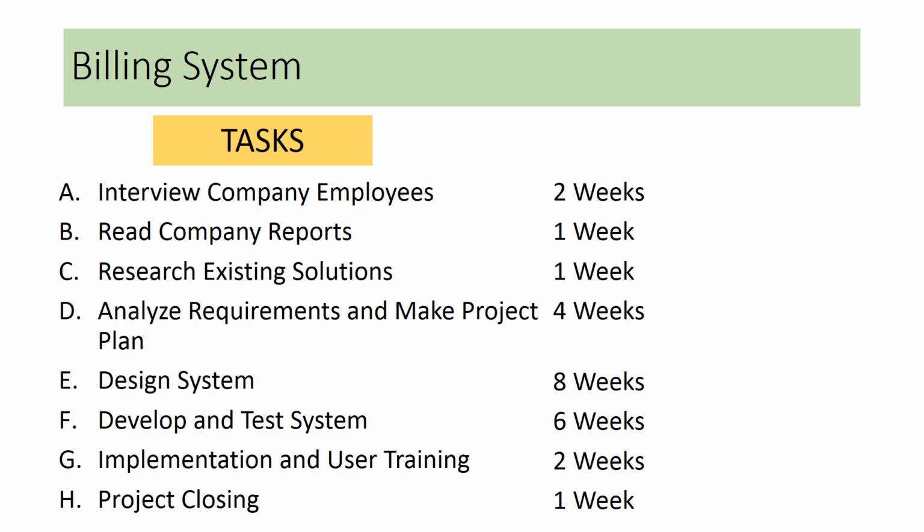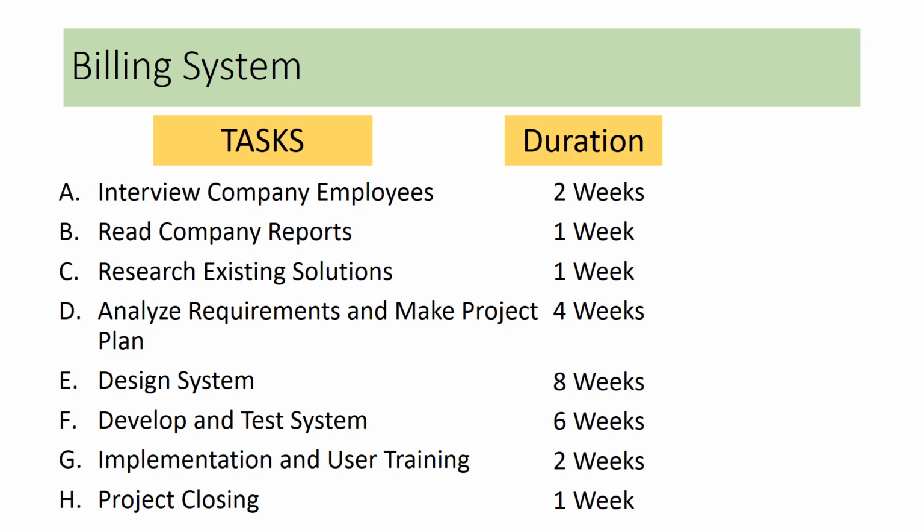Designing the system usually takes a lot longer. That's why we estimate it to be completed in 8 weeks, followed by the development in 6 weeks and implementation in 2 weeks. We expect that a project closing would take about 1 week to make sure that we have delivered everything that was due on our part before we collect repayment. This is the example of task duration in our project plan.